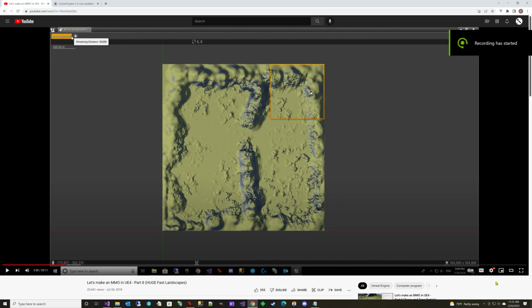Hey guys, welcome back. A few years ago, I did a video showing how to create huge, fast landscapes in UE4. Unfortunately, UE4 had a maximum world size of 20 kilometers for multiplayer games. But I have exciting news. UE5 Preview 1 has added large world coordinates.